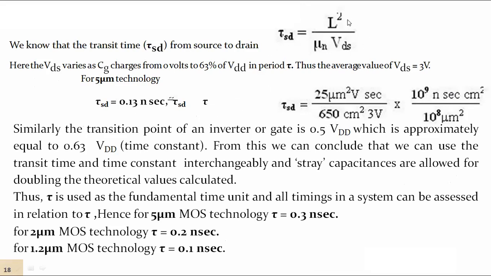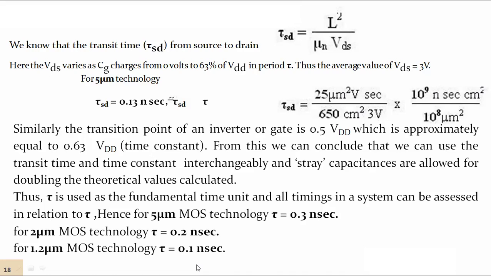Okay, for 5 micrometers, L equal to 5 micrometer, L square is 25 micrometer square. Okay, for that reason these things have been substituted. Micrometer square gets cancelled. Here centimeter gets cancelled. For that reason these substitutions are required.